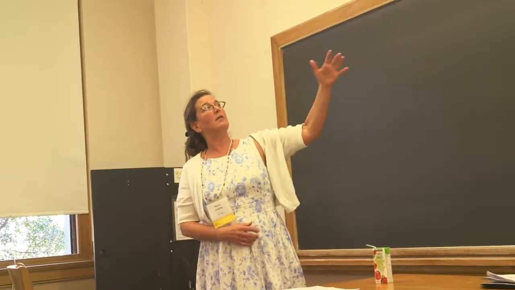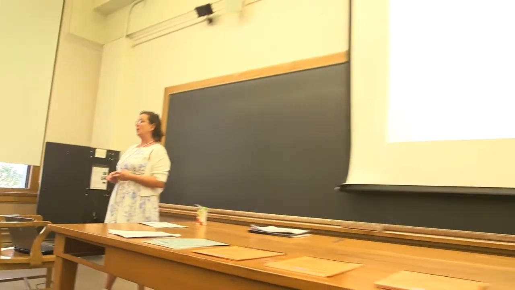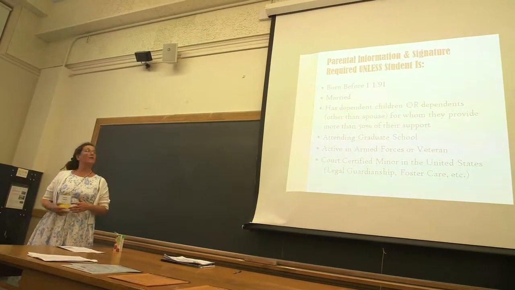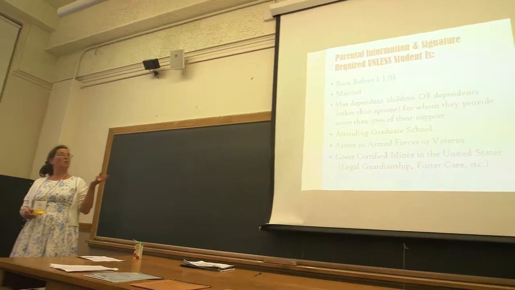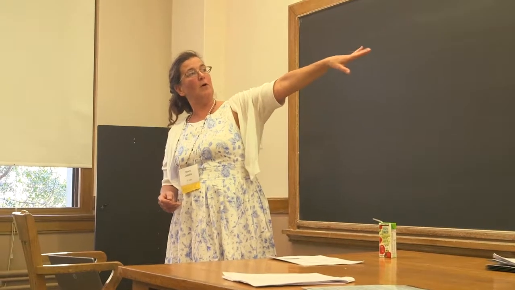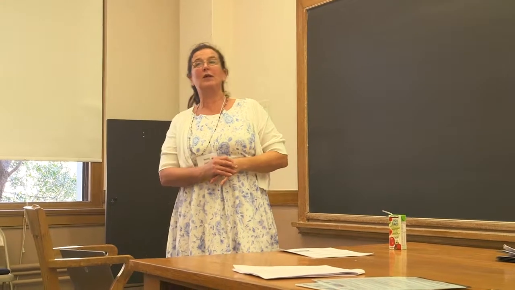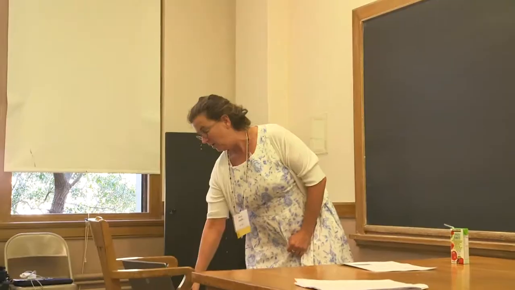And then just in terms of whether parents actually have to provide their income, this is how the student knows. They're required to provide parent information unless they were born before January 1st of 1991, if they're married, if they have their own children, or other people for whom they provide more than 50% of their support, if they're attending graduate school, or they're armed forces or veterans, or they're in legal guardianship or a court-certified minor in the United States. If they don't meet any of these requirements, the parent information is required to be on the DREAM application.